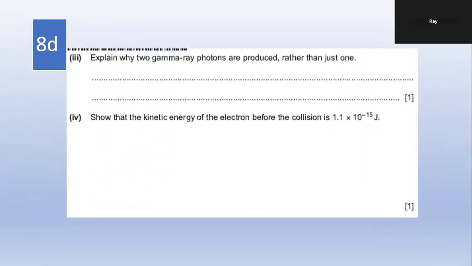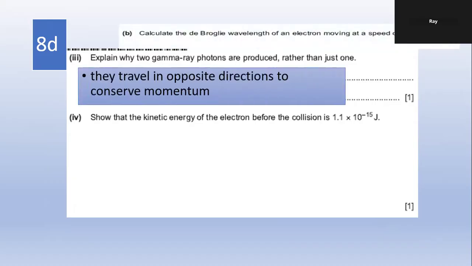Explain why two gamma photons are produced rather than just one. They travel in opposite directions. Why are they traveling in opposite directions? To conserve momentum. Momentum is conserved, no? They travel in opposite directions to conserve momentum.